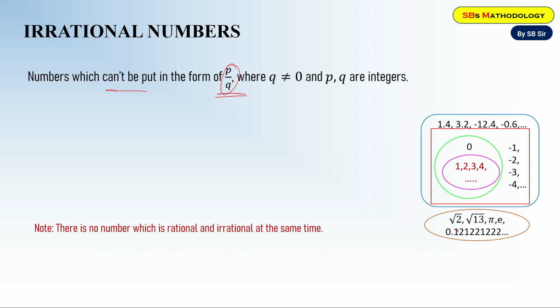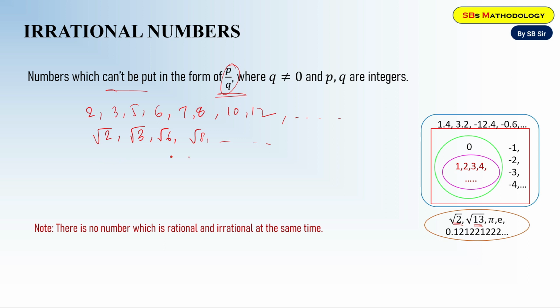We are left with the numbers root 2, root 3, that is, the square root of a non-perfect square number. There are different non-perfect square numbers: 2, 3, 5, 6, 7, 8, 10, 12. There are numerous non-perfect square numbers. If we take the square root of these non-perfect numbers, that is root 2, root 3, root 6, root 8 and so on, this will give us irrational numbers. We cannot put them in the form p by q.